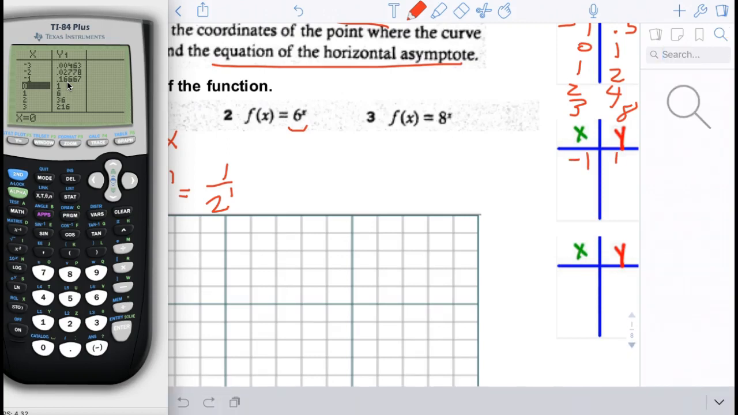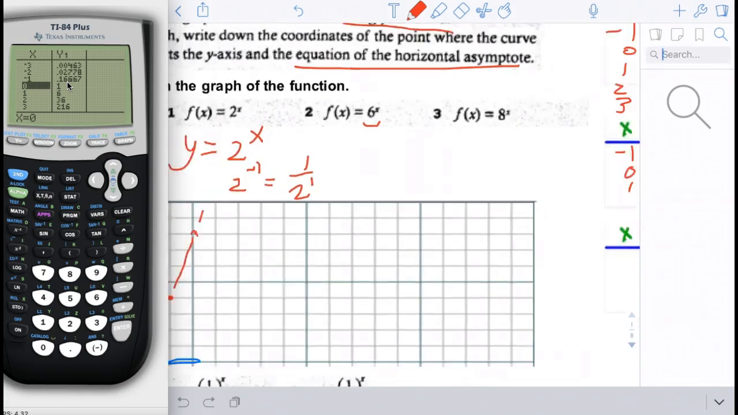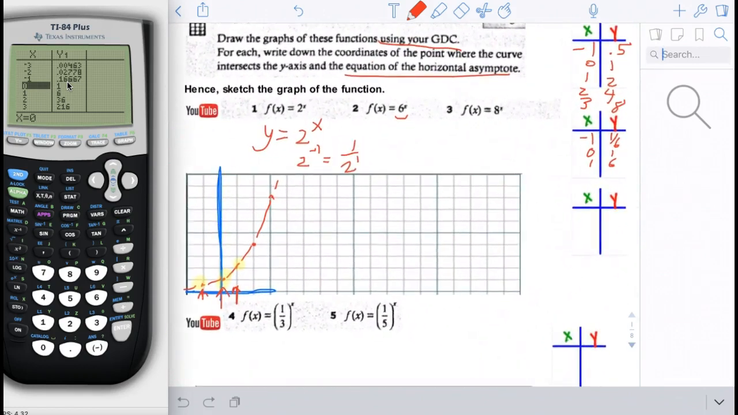Negative 1, comma 1/6. If we put 0 in here, it would be 1. If we put 1 in here, it would be 6. And if we put 2, it would be 36. That's already off the screen. So let's graph that.